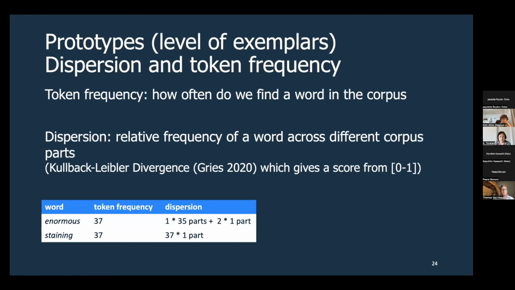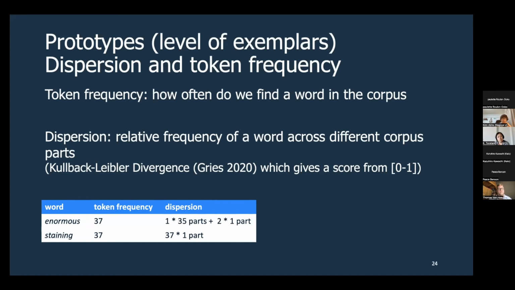One way to do that would be token frequency. How often do we find a word in the corpus? But also dispersion, which is the relative frequency of a word across different corpus parts. I operationalized that with the Kullback-Leibler divergence, following Gries. But I don't want to go into the statistics. I want to focus more on the story here, but feel free to ask me later on.